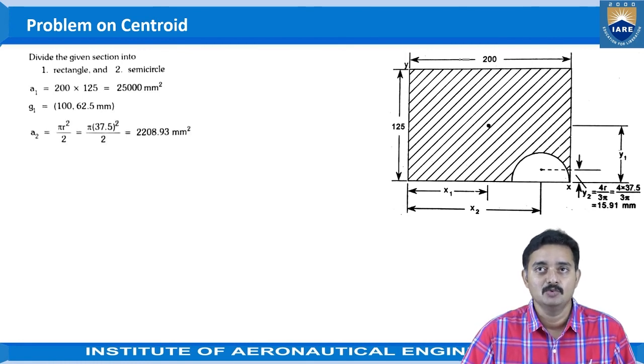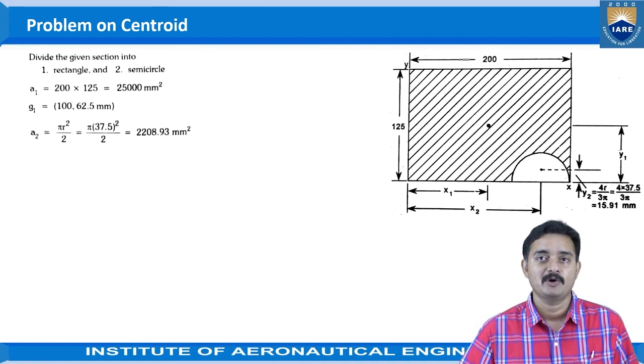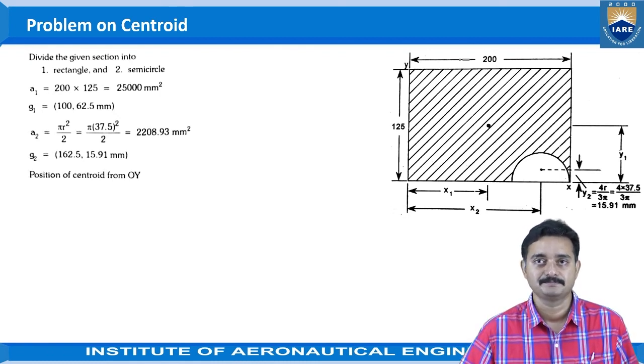Then area 2, that is the area of the semicircle, is pi r square by 2. So that can be obtained as pi into 37.5 square by 2. When you solve this, we will get the value as 2208.93 millimeters square. And the position of the centroid will be evaluated as 162.5, 15.91 millimeters. So these are the x2 and y2 values of the given semicircle.